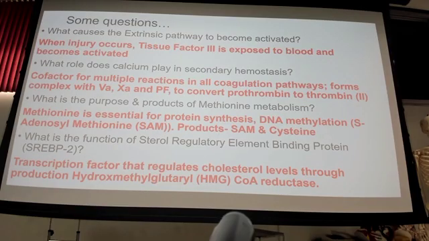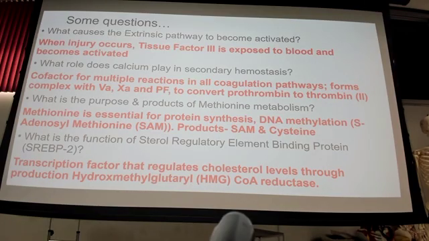Once factor 10 is activated, factor 12 will then be activated. And then basically it's trying to reinforce that fibrin clot that's eventually formed. So yes, to answer your question, if one of the pathways is activated, then there's a chance that the other one will be activated.